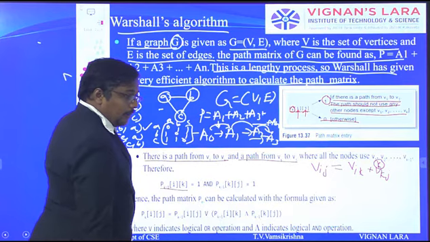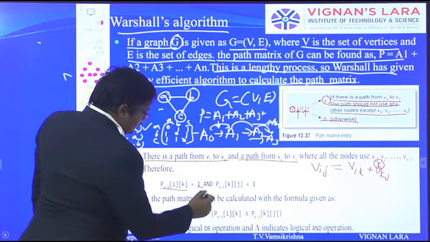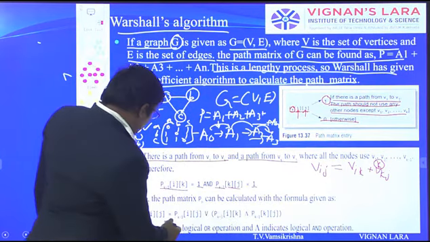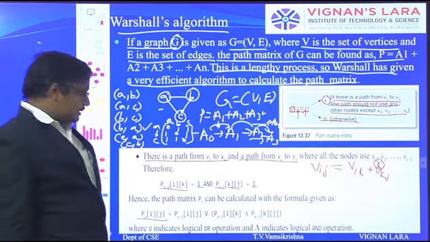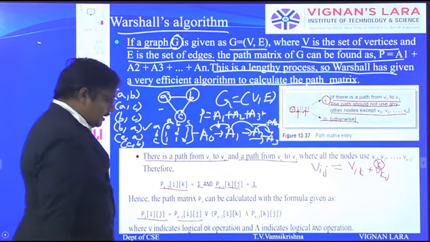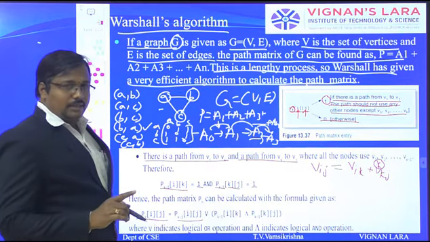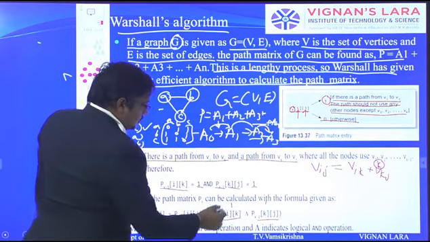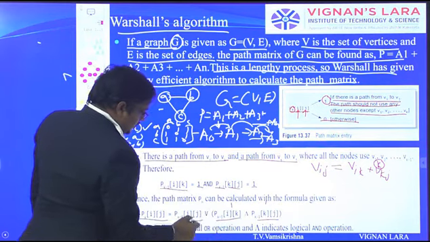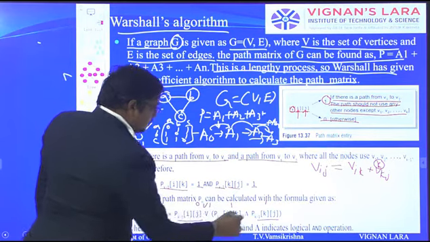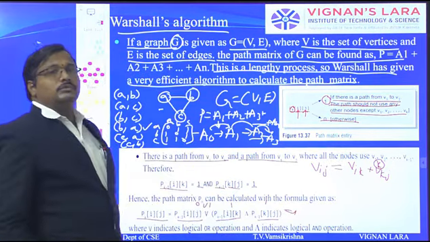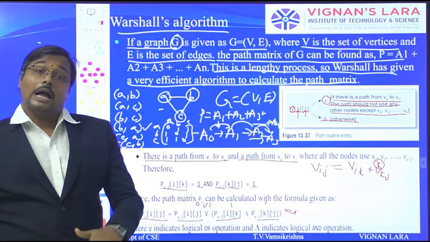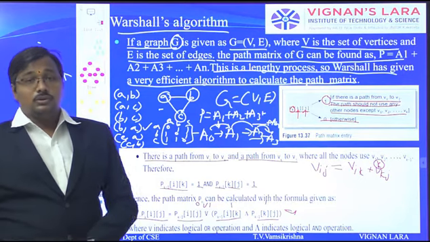P k minus 1 of ik is equal to 1, and P k minus 1 of kj is also 1. Simply, this is the formula: P k of ij is equal to P k minus 1 of ij, means present no path. So this is 1, this is 1. So 1 and 1 means 1. So 0 or 1, finally 1. So this is the way to calculate the path matrix. This is the way to find out alternate paths in between source to destination.